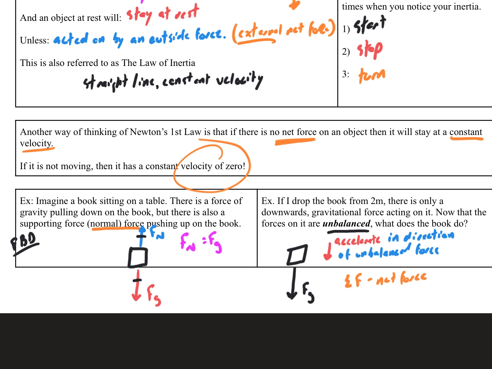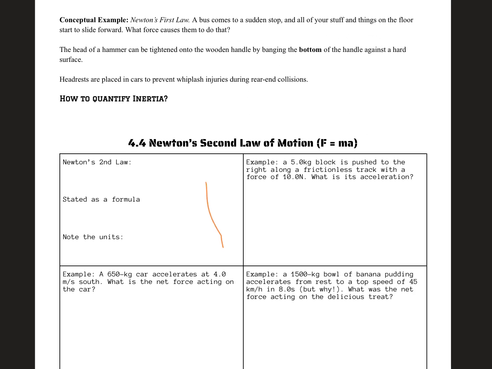So we use the term sigma F. That means everything added in the direction, so that means the net force on the object. We have a couple examples here in our notes, and a couple of demos to show you guys also.